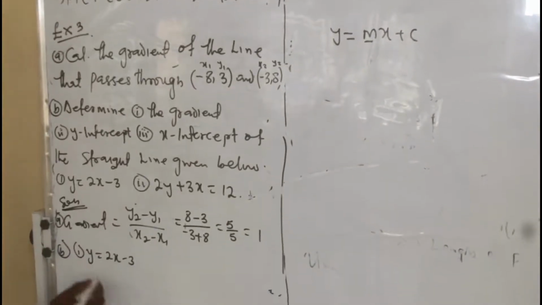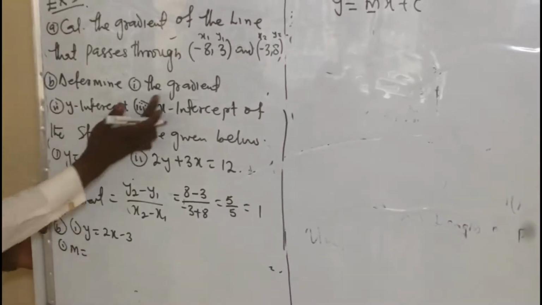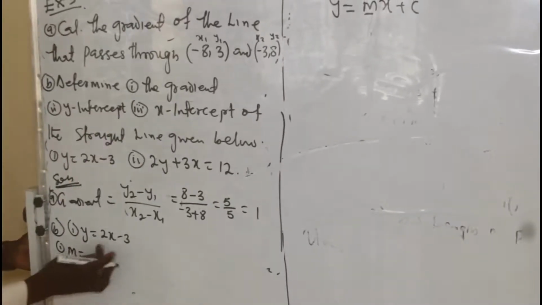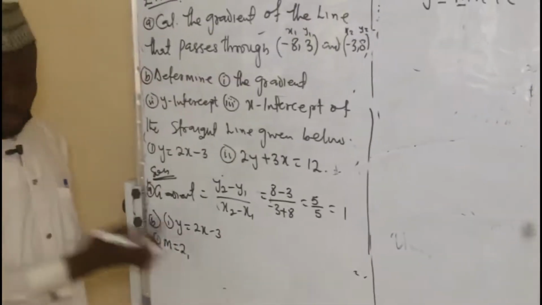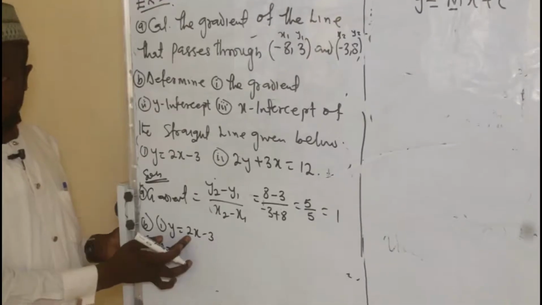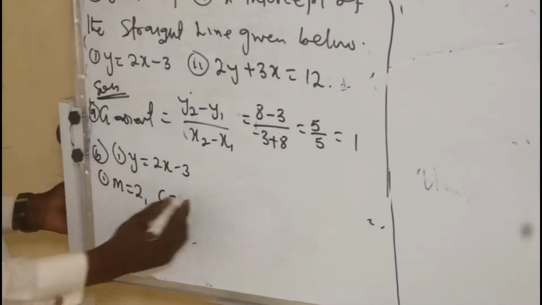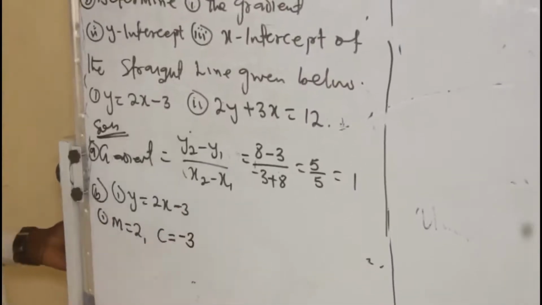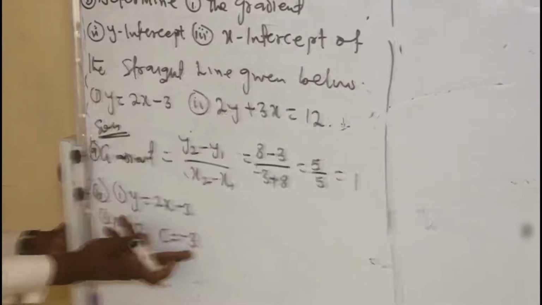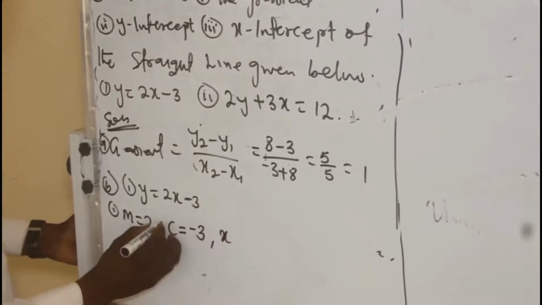So now, from this one, is y the subject of the formula? Yes. So what is our m, which is the gradient? That is Roman 1. The question says we should find the gradient. What is our m from this equation? 2. Simple. The coefficient of x. What is our c? We said y-intercept is our c. So what is our c in this equation? Our c is minus 3. Don't forget, whenever you have negative, it always goes together. Are we together?